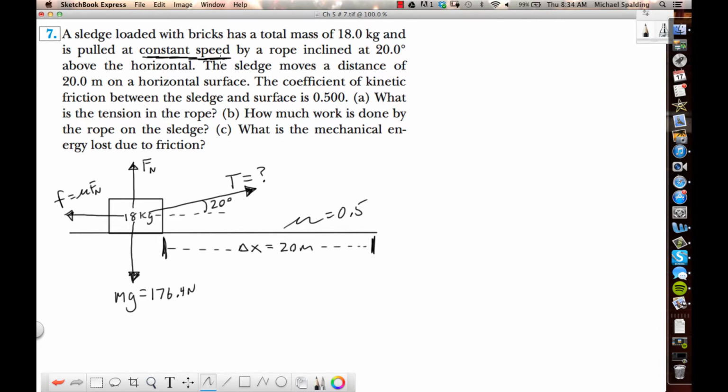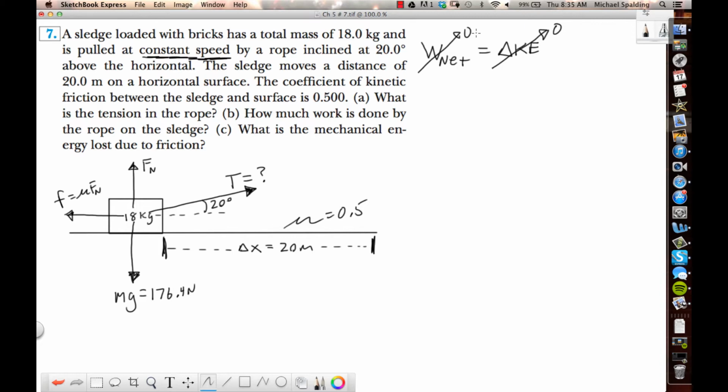Okay, what does constant speed mean? 0 acceleration. What about change of kinetic energy? 0. So look, these initial problems in the Chapter 5 homework set, you're using this equation: work net equals change of kinetic energy. Well, if it moves at constant speed, that means the change in kinetic energy is 0, which means what? The net work is 0.